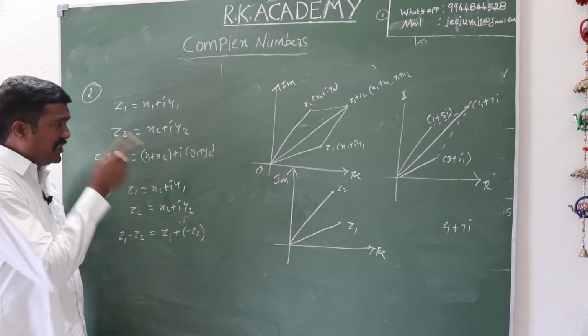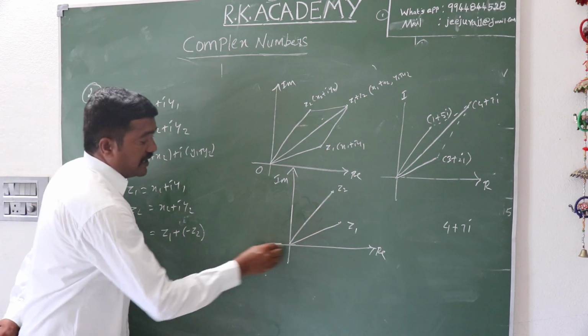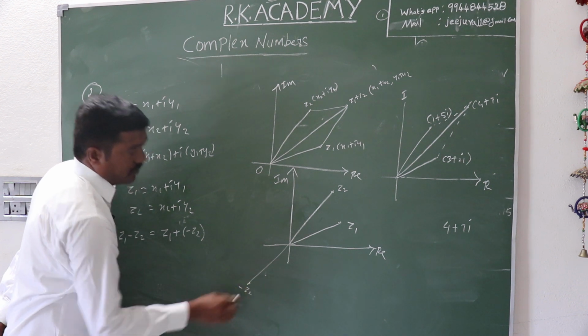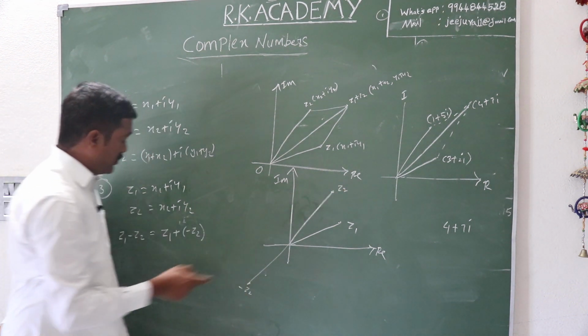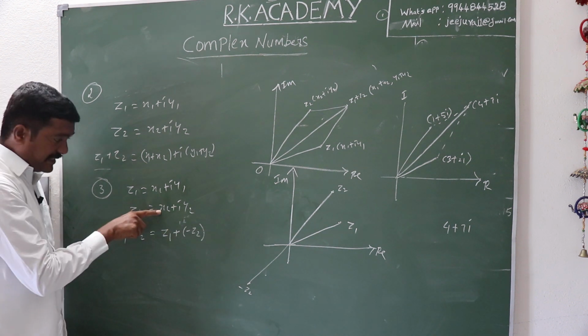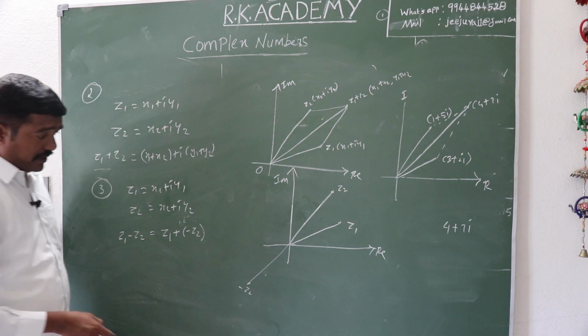Okay, now we know the z2. What is minus z2? Minus z2, it's in the third quadrant. Suppose, what about this one? This is x2 comma y2. Minus z2 means minus x2 minus iy2. It's in the third quadrant.